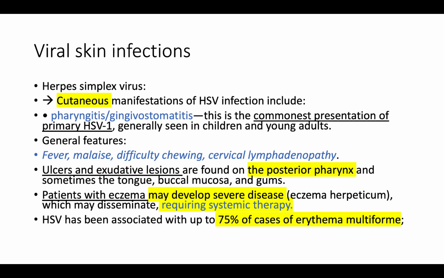Herpes simplex virus: what are the cutaneous manifestations of HSV infections? This is the viral skin infection of herpes. The patient will not start with skin infections. This is the order of appearance of symptoms: first they have pharyngitis or gingivostomatitis. This is the most common presentation of primary HSV1. Before they tell you they have cold sores, they will undoubtedly have had pharyngitis, which is a sore throat.